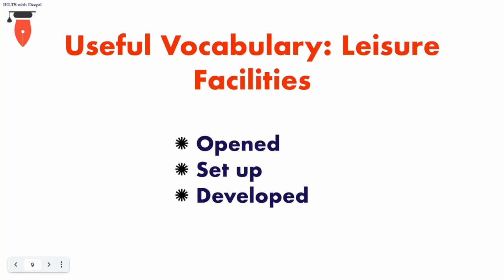Now, if you're talking about leisure facilities, you can use terms like opened. So a brand new gym was opened just north of the school. Or when you're using the word developed, you can say a playground was developed on the left side of the school. So this is how you can use these vocabulary words.